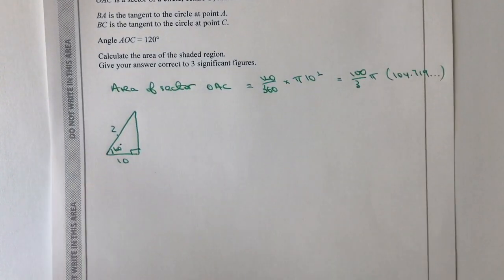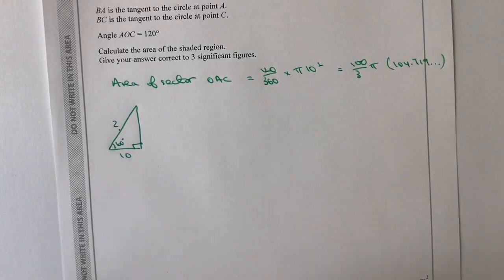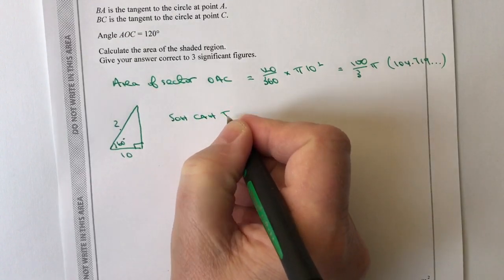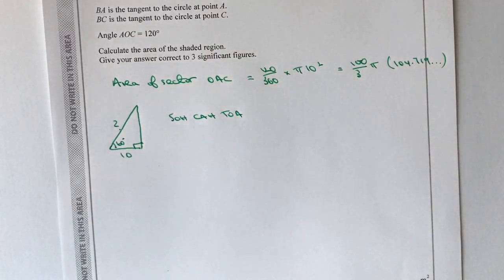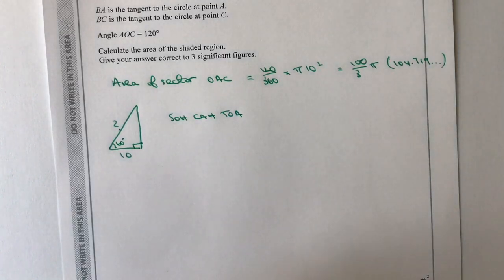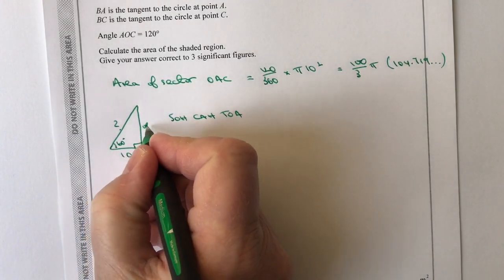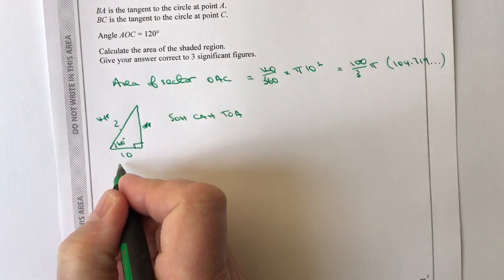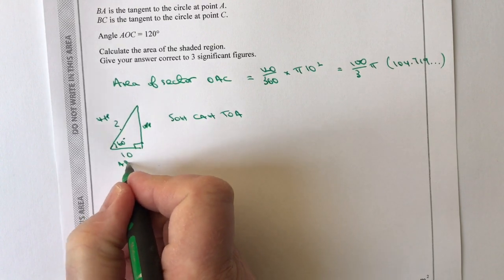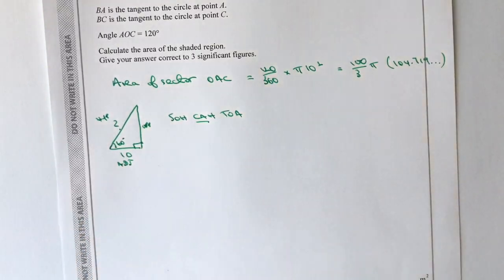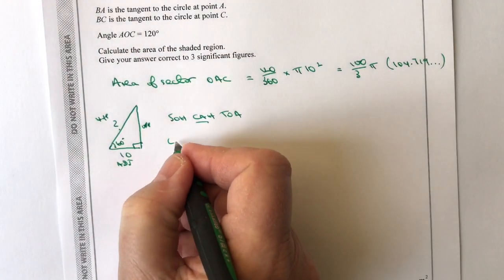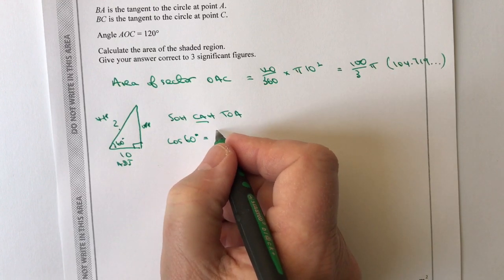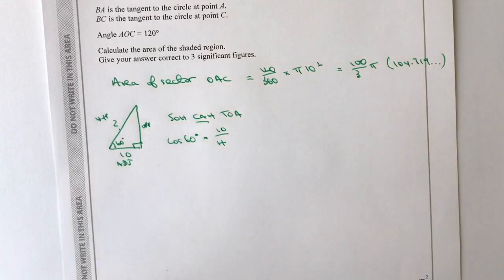So let's have a look then at what I need. If I write SOHCAHTOA, the ratio I'm going to use is going to be cosine. The reason I'm going to use that is because the opposite I don't know. I'm interested in the hypotenuse, and I also know the adjacent, so therefore I can use the cosine ratio. So I can say the cos of 60 degrees equals the adjacent, which is 10, divided by the hypotenuse, which I don't know.